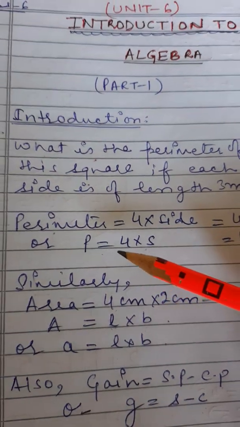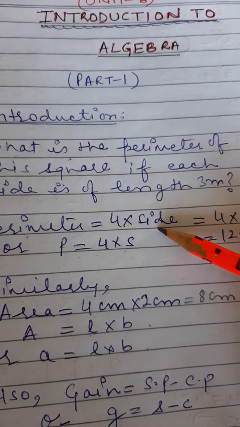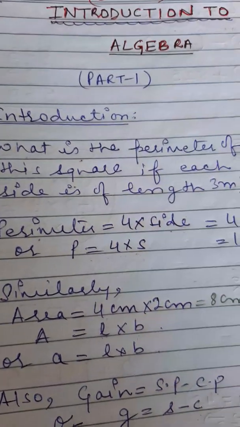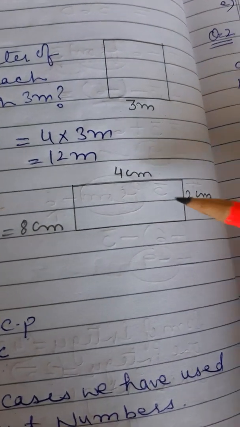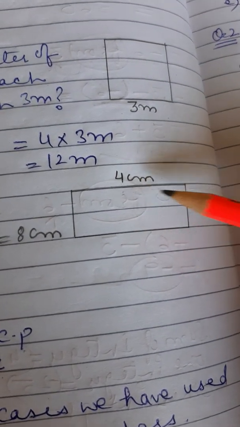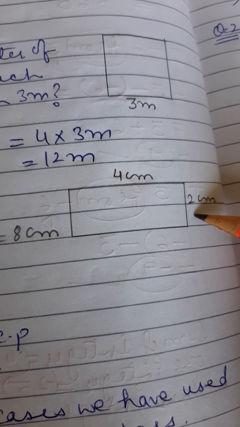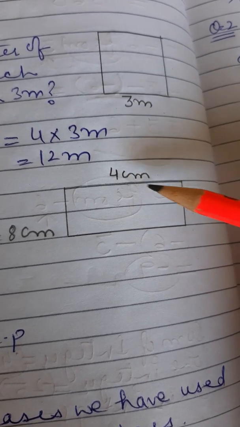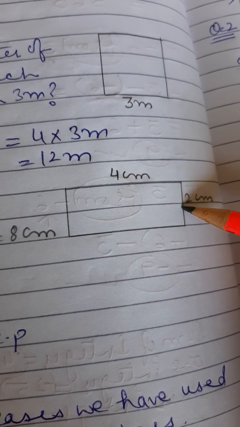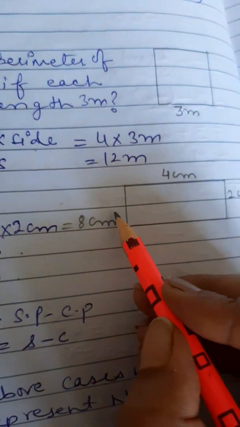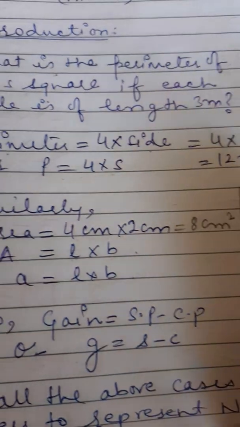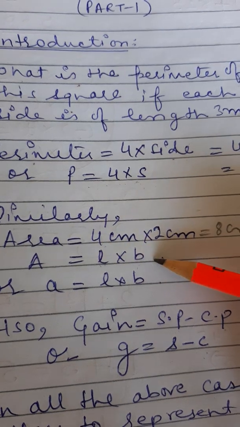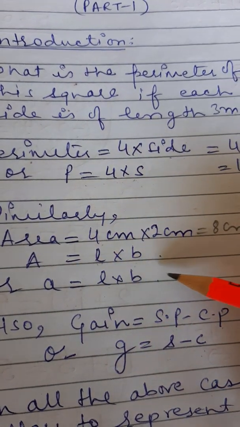The concept which we have used here is perimeter is equal to 4 into side, or in short form we can write P is equal to 4 into S. Similarly, to find out the area of this rectangle where the length is 4 centimeter and breadth is 2 centimeter, what do we have to do? We have to multiply the length by breadth, and after multiplying 4 by 2 we will get 8. So the area here will be 8 centimeter square, and the short form for this is A is equal to L into B, that is area is equal to length into breadth.